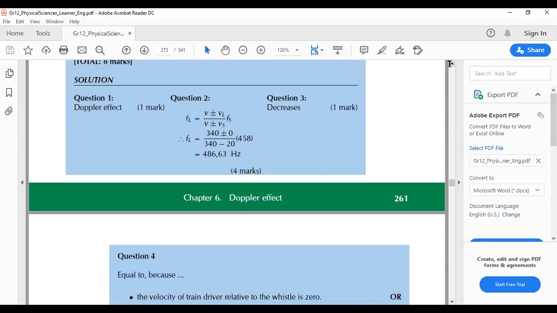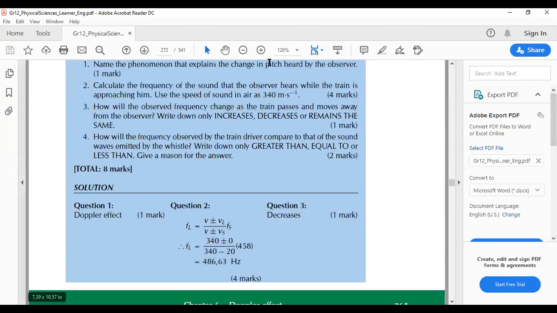Okay. Question one, name the phenomenon that explains the change in pitch heard by the observer. This is definitely what we call the Doppler effect. So if they ask you a phenomenon and you're doing Doppler effect questions, you know that it's the Doppler effect.